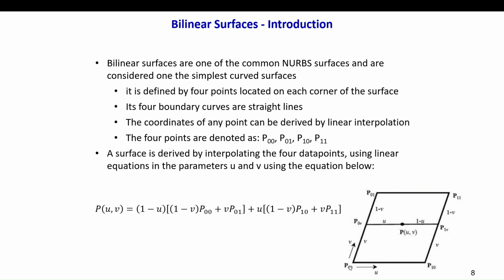You have the 4 control points, and you have your u and v direction, and you're able to calculate any point on this surface with the P(u,v) equation.